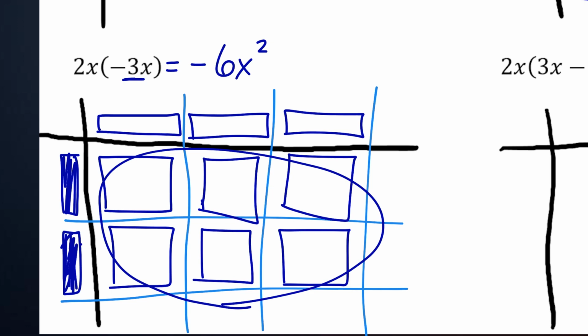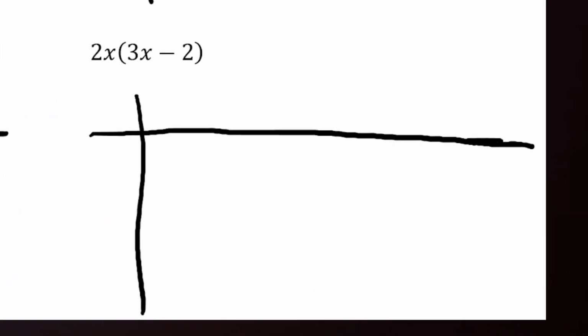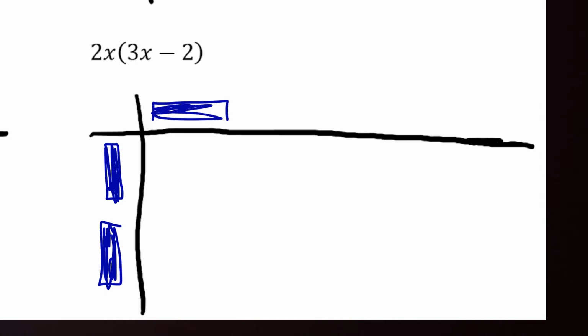All right, moving on to the last example here. We've got 2x multiplied by 3x minus 2. So now we have a monomial being multiplied by a binomial. So I've got my 2x down the side here. And then let's draw our 3x minus 2. So 3x, they're all positive. 1, 2, 3.